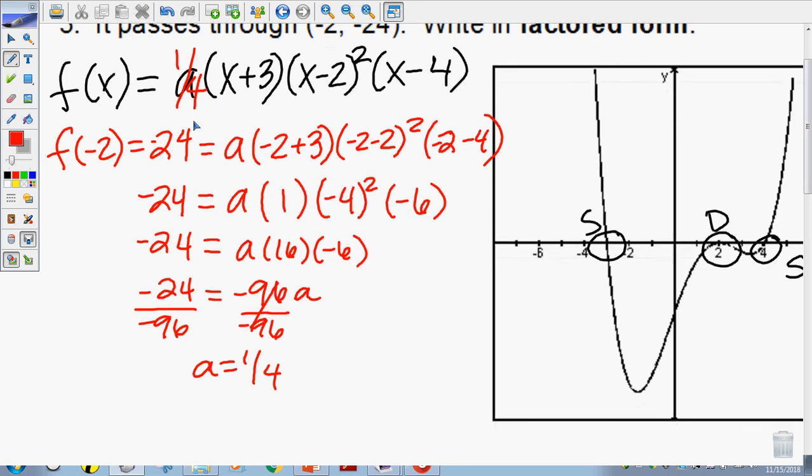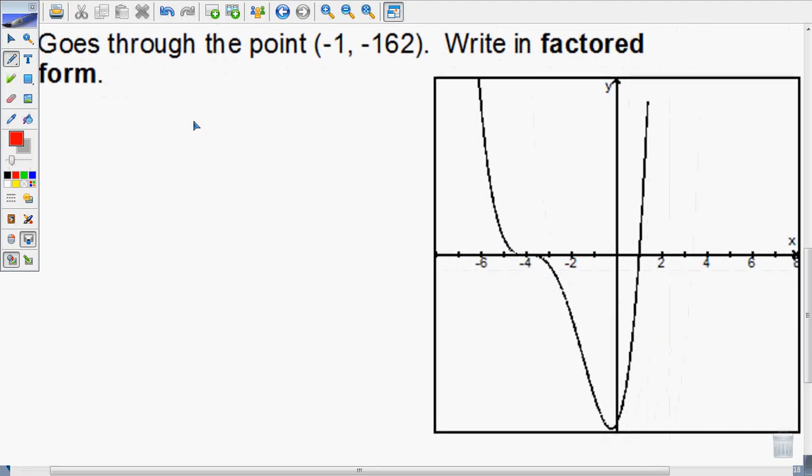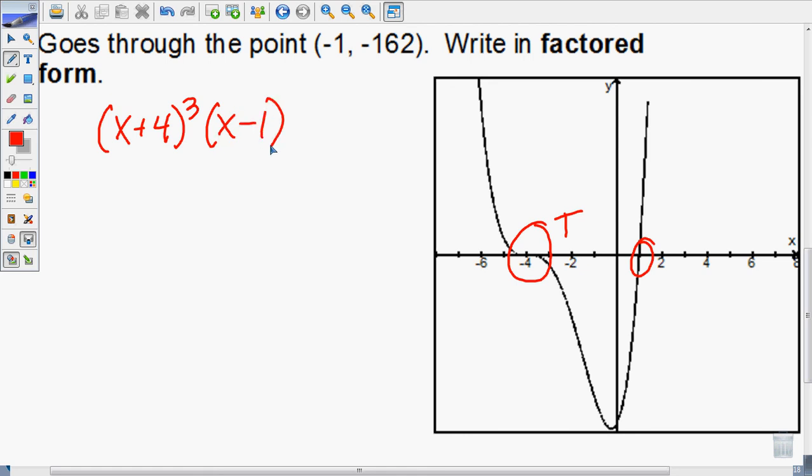Okay, really quick, I just wanted you guys to look at 4. Notice on 4, negative 4 is what kind of root? A cube. It goes through it, so it's a triple. It's going to be a cube factor, right? You would end up with x plus 4 to the cube power times x minus 1. You can literally see the cubic in it, and then you see the linear.